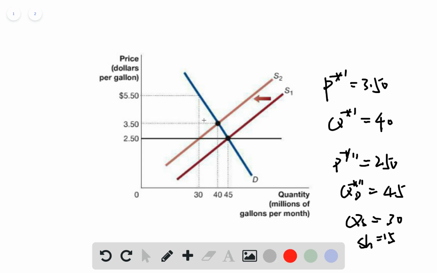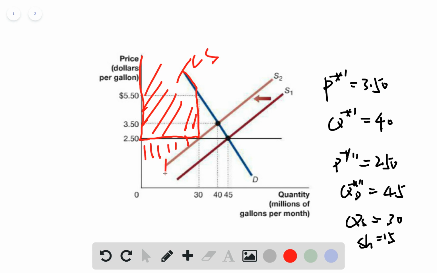So if we try to find the consumer surplus, it should be this large area here. And producer surplus should be this lower triangle. And the deadweight loss should be this triangle here. This is deadweight loss. Okay, so this is for the case when there's no black market. This is part B.